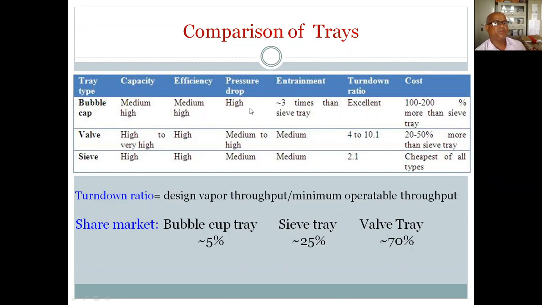And pressure drop is also high. Pressure drop is very important, you are losing energy. So in industry, the share by weight is 5% for bubble cap, 25% for sieve tray, and 70% for valve tray. So there are three types of trays: sieve tray, bubble cap, and valve tray.